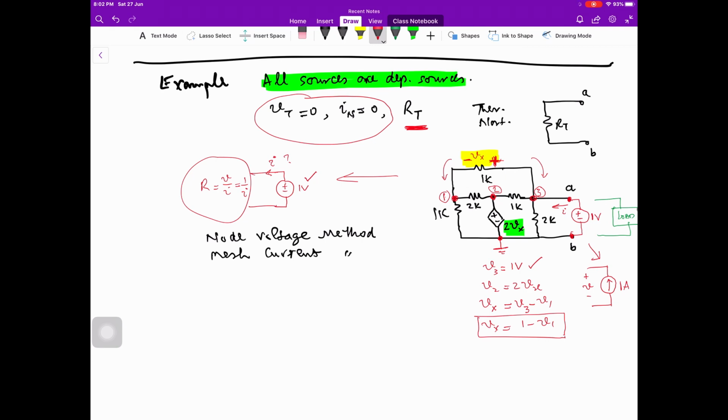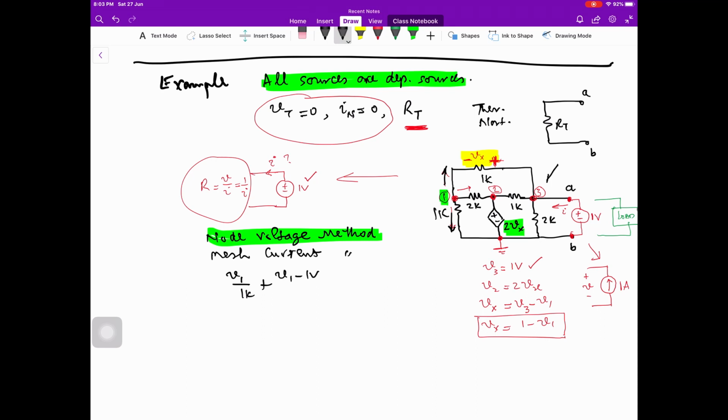And now, as we have selected the node voltage method, we write the equation for node 1. Writing the equation for node 1, we consider current flowing in this direction and current flowing in this direction, and I will write this equation for you. This is V1. What is the current flowing downward? V1 minus 0 divided by 1K. What is the current flowing upward? What is the voltage across this resistance of 1K? This is V1 minus 1 volt.